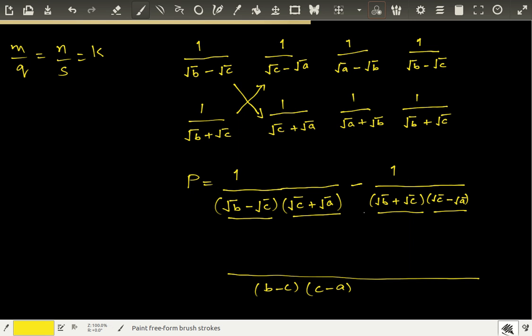And then I have to multiply these two terms in the numerator. So in the numerator we have root bc minus root ab, plus root c times root c is c, minus root ca.